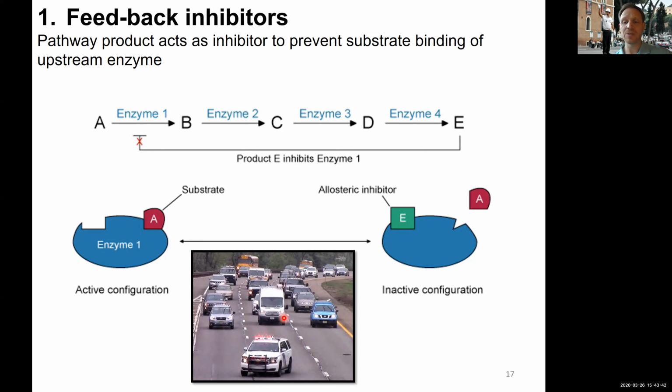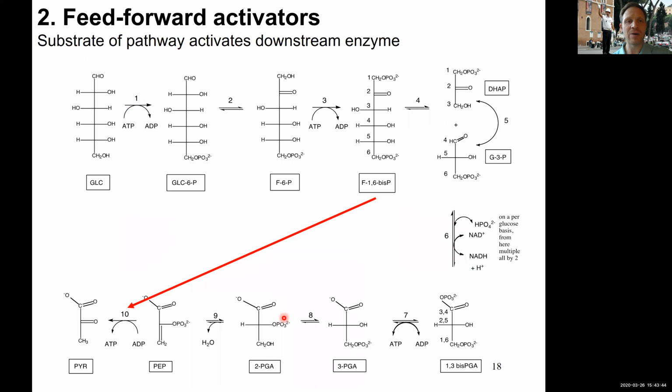All right, now to the opposite: how about our feed-forward activators? How does this work? One example is in our glycolytic pathway: fructose 1,6-bisphosphate, one of the intermediates of our glycolytic pathway, is a feed-forward activator of pyruvate kinase, our last step. So it activates and increases the activity of our last step of glycolysis.